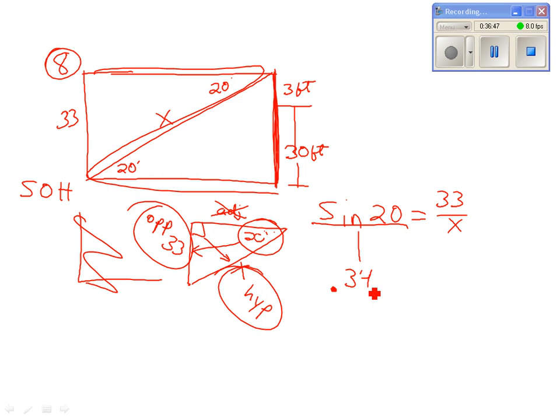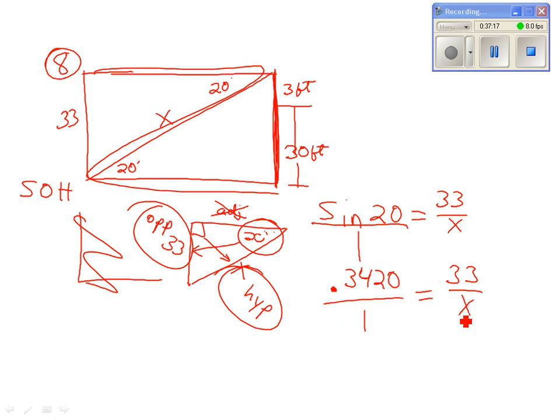3, 4, 2, 0. Is that right? Okay, I just didn't do it on my calculator. So 0.3420. Remember, with sine or cosine, what should always be true about the number you get? Less than one. Should be less than one. If it isn't, then you messed up somewhere.